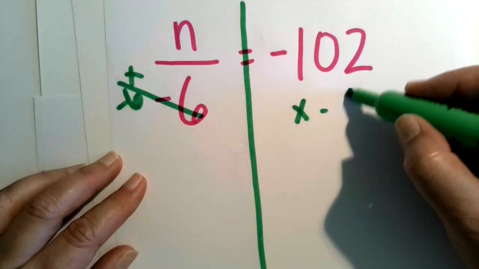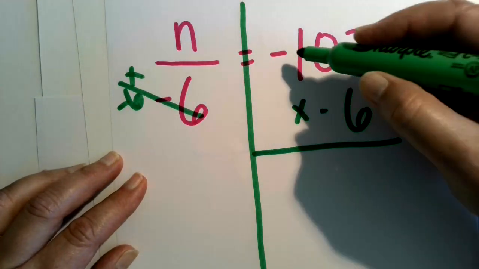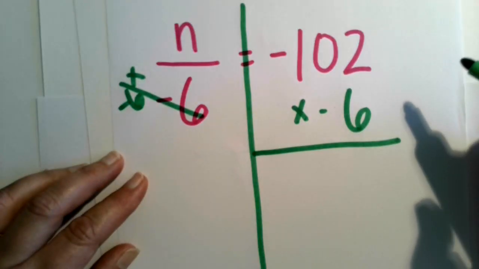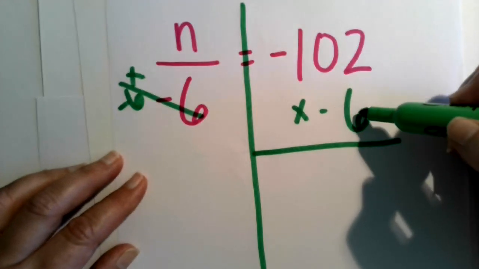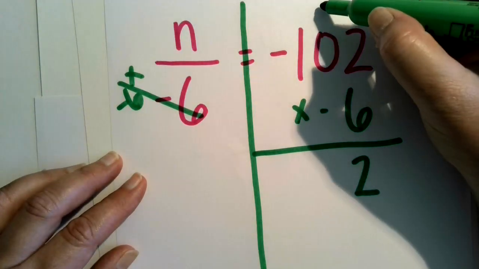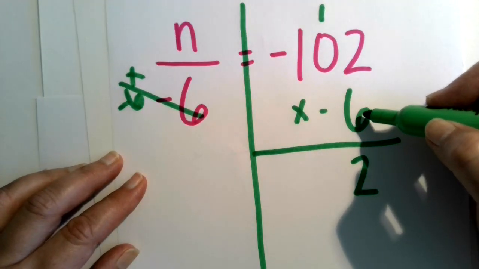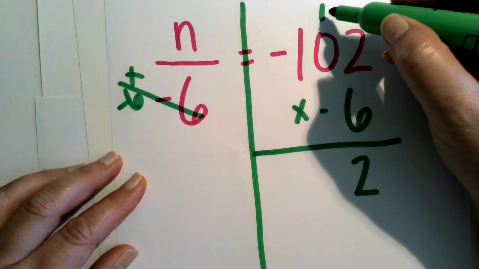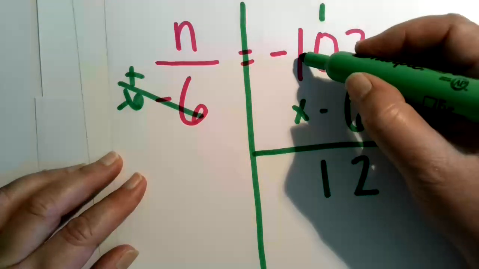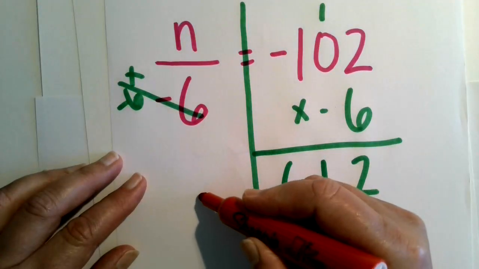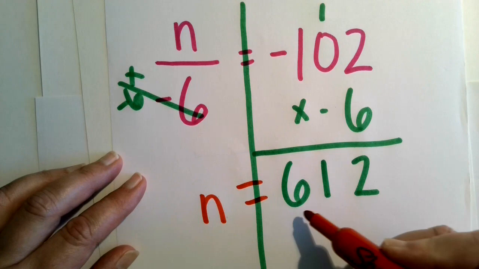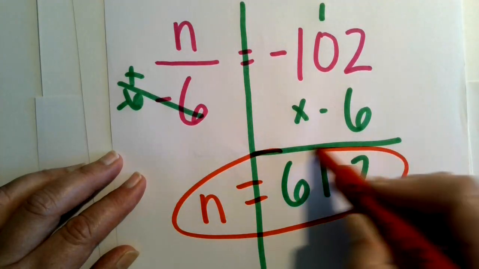Times negative 6. You don't have to worry about the negatives right now, but you need to know that your answer will be negative, or will be a positive. So 2 times 6 is 12. Again, I need to see all your work on this. 6 times 0 plus 1 is 1. 6 times 1 is 6. So your answer is n equals 612.